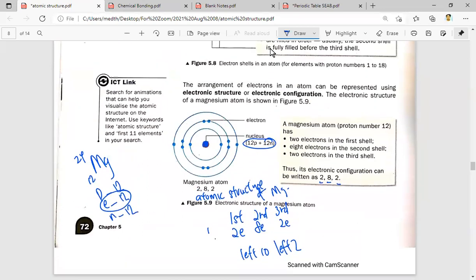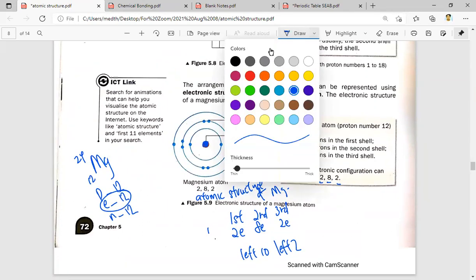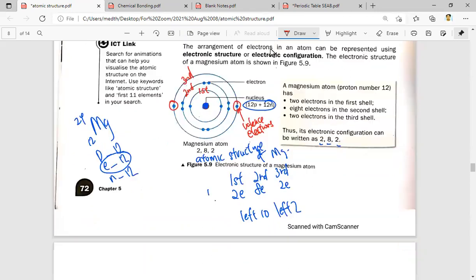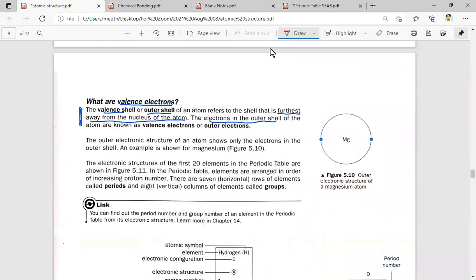Okay, so if I look at this here, I'm going to use a different color now. This is my first shell. This is my second shell. This is my third shell. So the third shell is the electron shell that's furthest away from the nucleus. This electron and these electrons are what we call the valence electrons. Why are they called the valence electrons? Because they are the electrons on the furthest shell, or I should say they are electrons on the outer shell. So take note, electrons in the outer shell, we call them valence electrons.